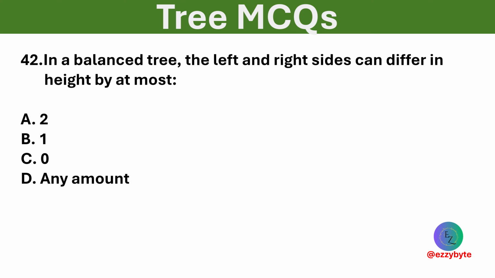In a balanced tree, the left and right side can differ in height by at most. Options are 2, 1, 0, and any amount. Option B is correct. A balanced tree keeps the height difference to 1 or less.